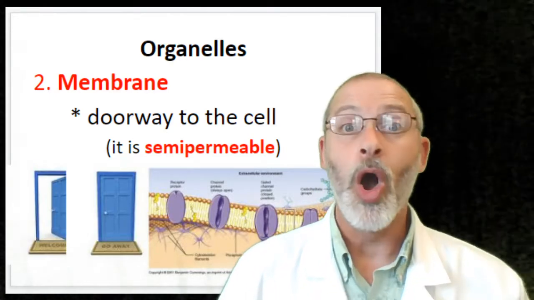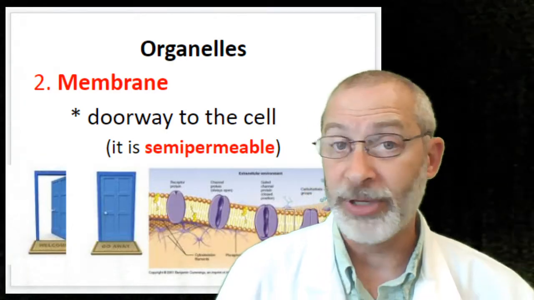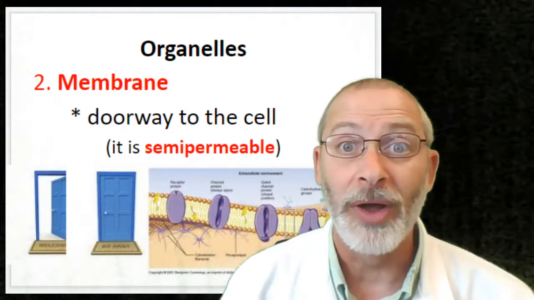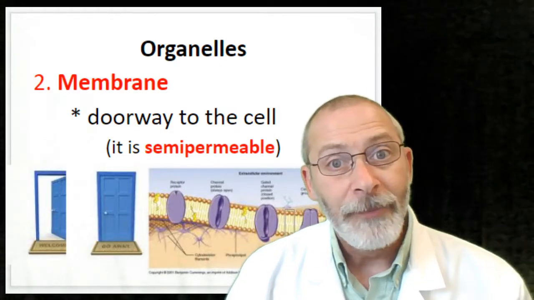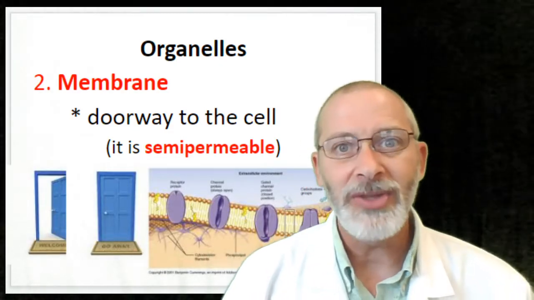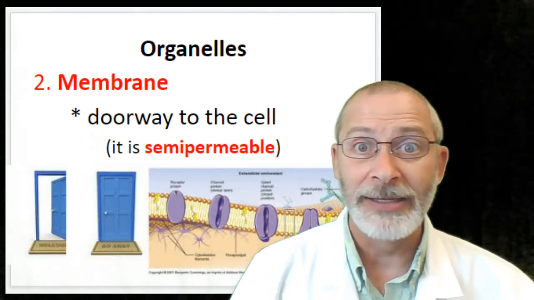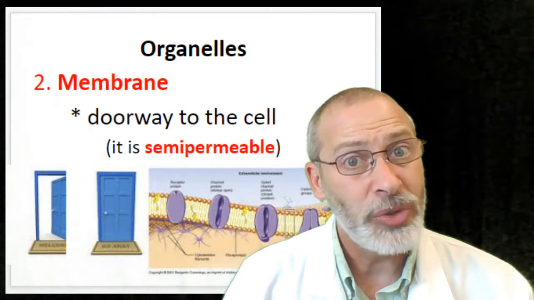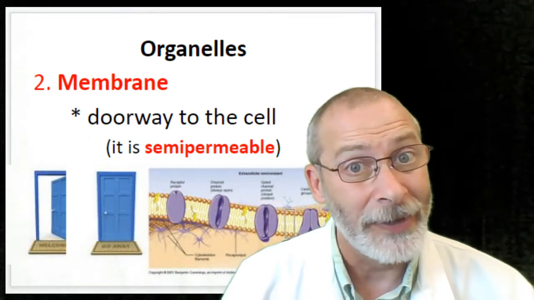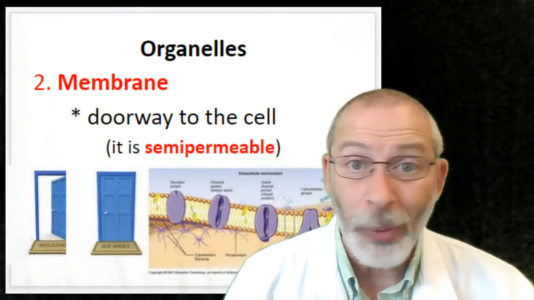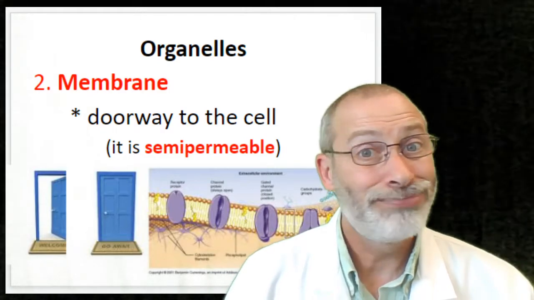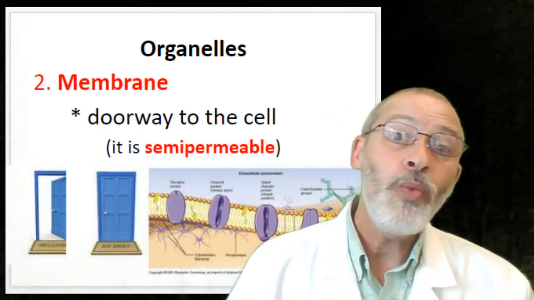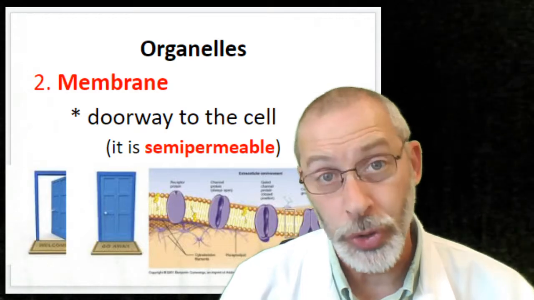What do you do? You open the door and allow the pizza through because you're hungry and you want the pizza. But what if somebody else knocked on your door and it was somebody that you did not want to let into your house for whatever reason? Are you going to open the door if you don't want them to come in? Probably not. And so they won't be allowed to come into your house.